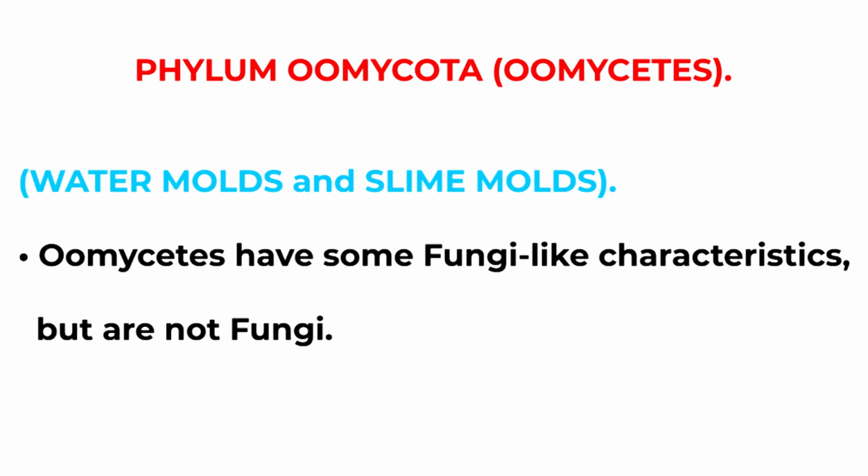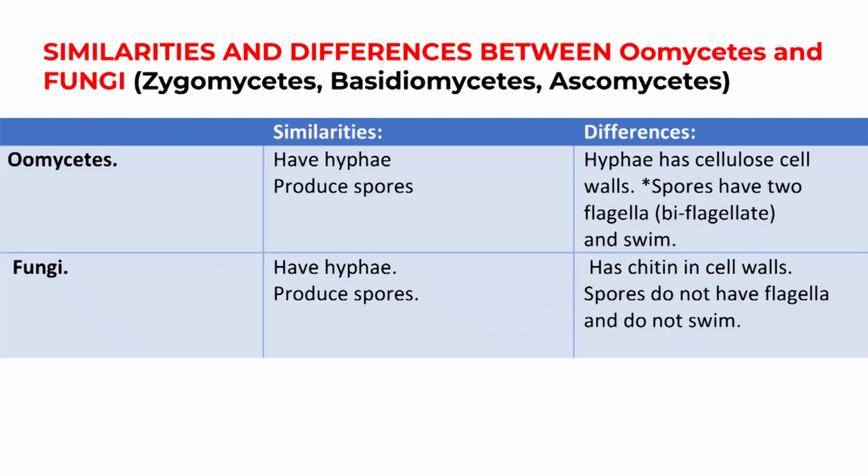These ones are also known as slime molds and water molds. Oomycetes and the fungi we have described already, they all have similar characteristics, but Oomycetes are slightly different. Let's look at the differences between Oomycetes and the fungi we talked about, the Zygomycetes, Basidiomycetes, and Ascomycetes. Let's look at the similarities.